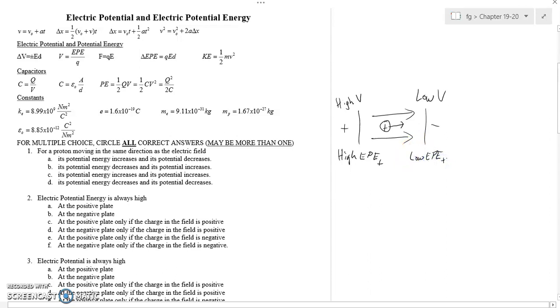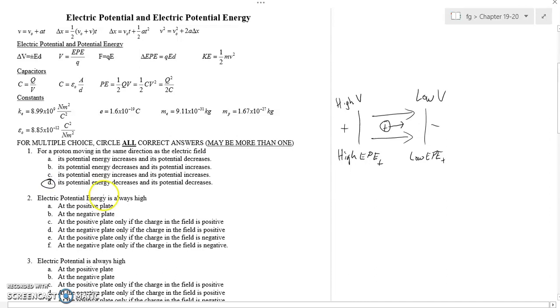Okay, so to answer this question, as the positive charge is moving this direction, it's going from high potential to low potential, so its electric potential is decreasing. It's going from high potential energy to low potential energy, so its electric potential energy also is decreasing. So our answer is D.